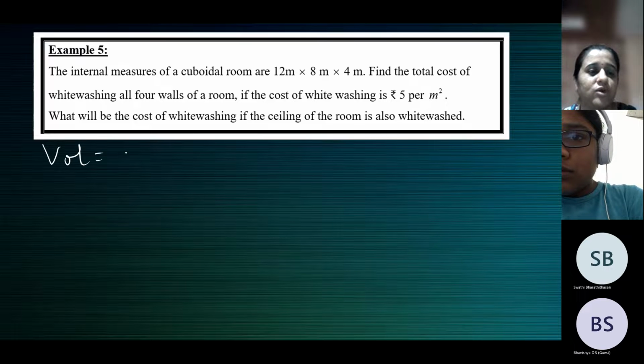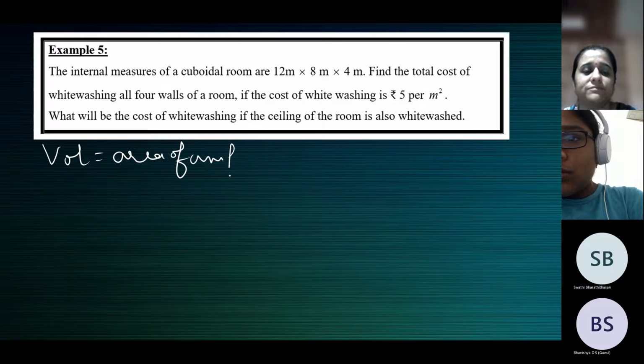This I already discussed with you. Volume is equal to area of uniform cross section into height.